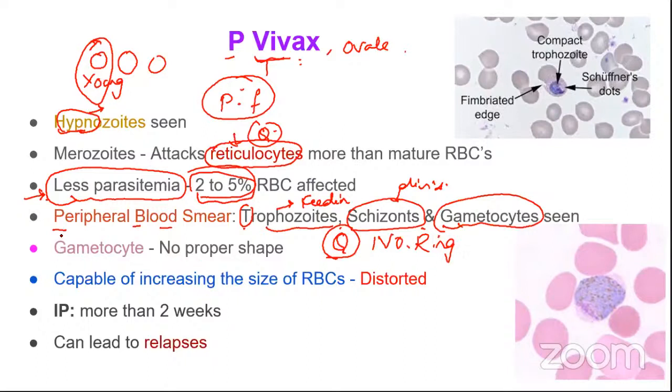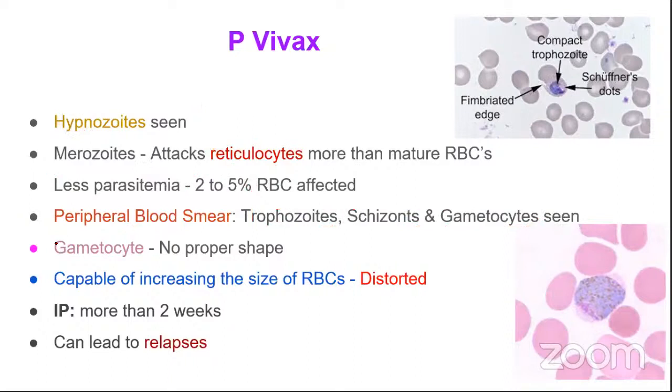And very important in vivax is that the gametocyte has no proper shape. Can you appreciate this picture over here, students? Look at this blood smear picture. There is no proper shape, some irregular shape, and it is occupying almost the entire size of the RBC. So this is one of the important features over here. And very important is this Vivax.